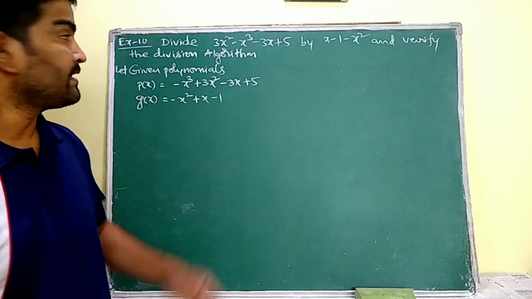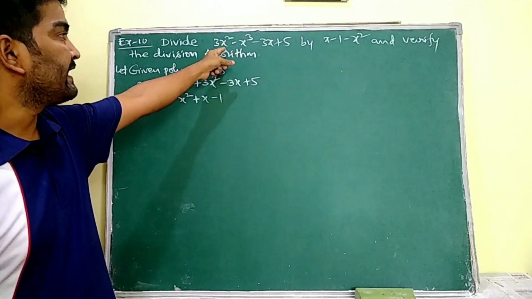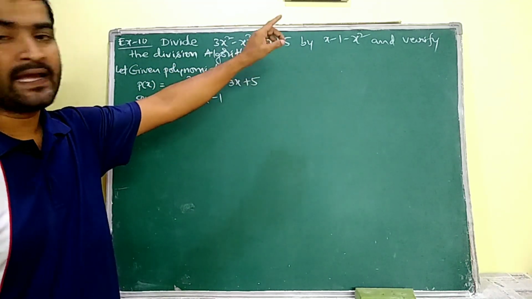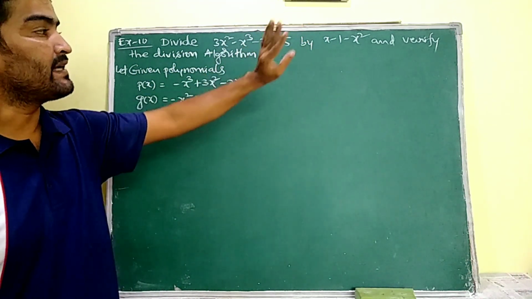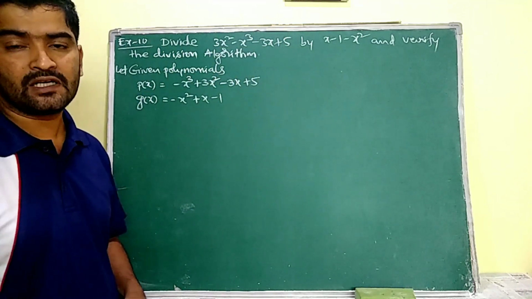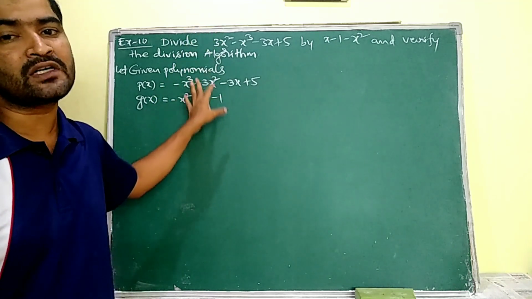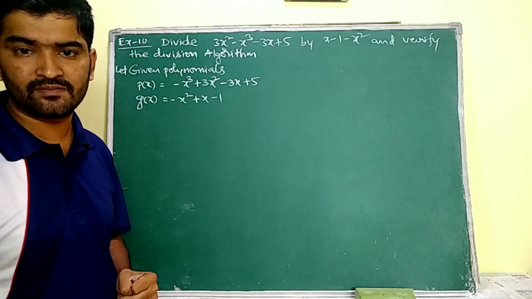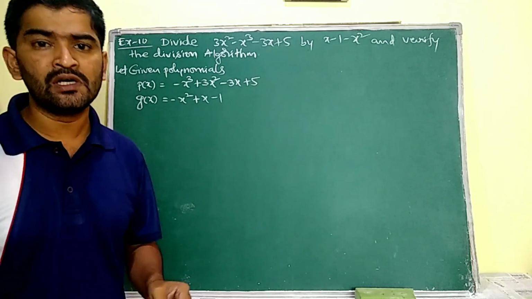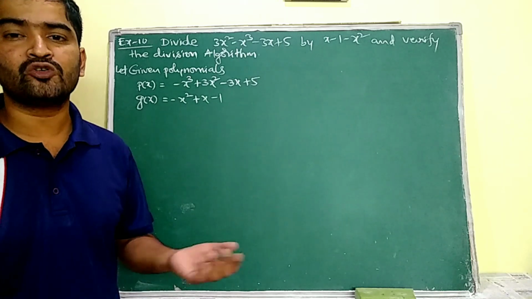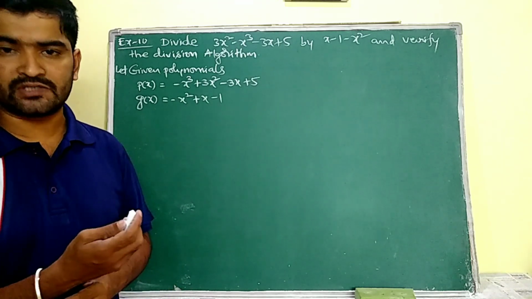Now see, example 10. Divide 3x square minus x cube minus 3x plus 5 by x minus 1 minus x square, and it is asking us to verify the division algorithm. That means firstly we have to use the long division method and then we have to verify the division algorithm. That is, dividend is equal to the product of divisor and quotient plus remainder is going to be verified or not, we have to check.